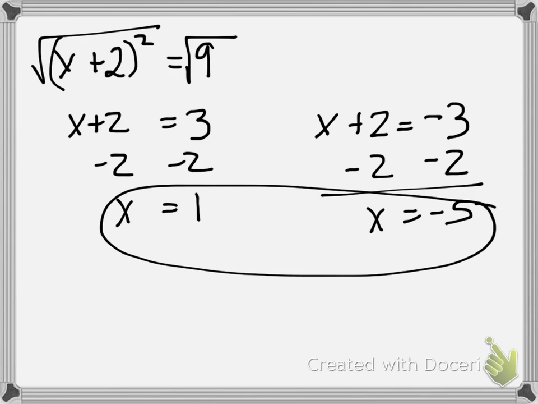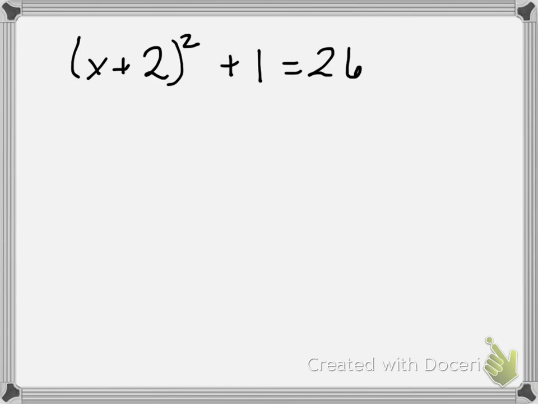Is everybody able to hear? Okay. Last one. I take a number, I add 2, I square that number, then I add 1, and I get 26. Take a number, add 2, then square it, then add 1, and that number equals 26.